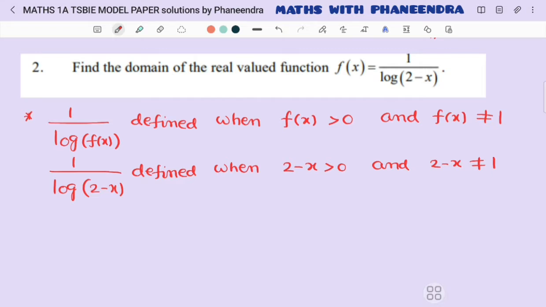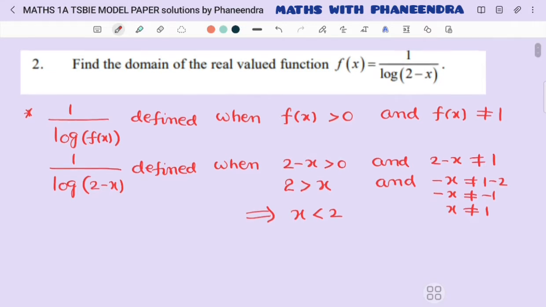After that, 2 minus x is greater than 0 means 2 is greater than x, and minus x is not equal to 1 minus 2. Minus x is not equal to minus 1. So x is not equal to 1, we got it. Next, 2 is greater than x, that implies x is less than 2.